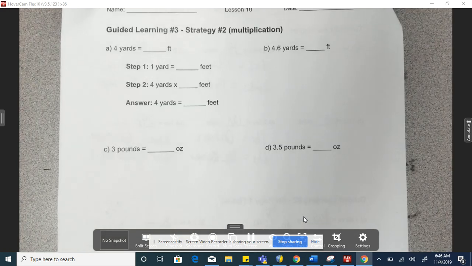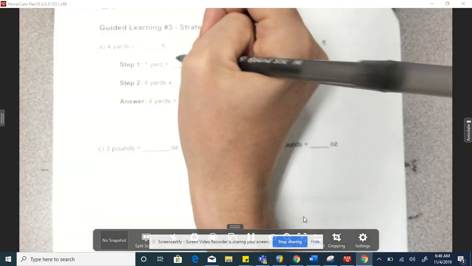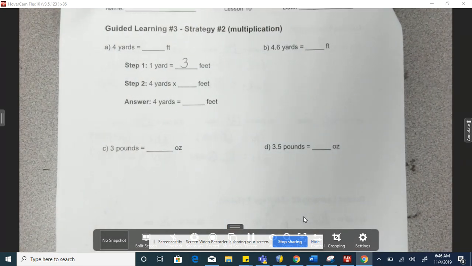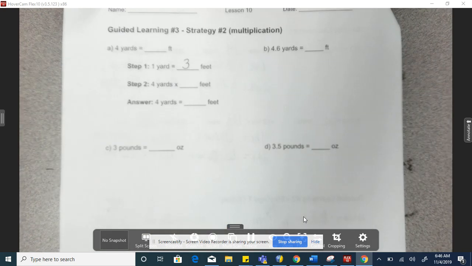Step 1 is to see how many feet there are in 1 yard. So here it says step 1, yard is the same as 3 feet. That is something you're going to have to know. It's not going to be on your reference sheet. So make sure we know that 1 yard is equal to 3 feet.